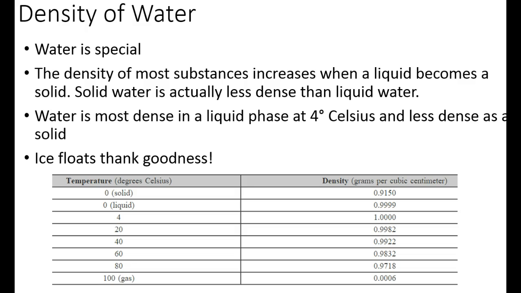Water is most dense in a liquid phase at 4 degrees Celsius and less dense as a solid. And thank goodness that ice floats. Below you can actually see the densities of water at different temperatures. And if you see, water has a density of 1 at 4 degrees and a density of 0.9999 as a liquid at 0.